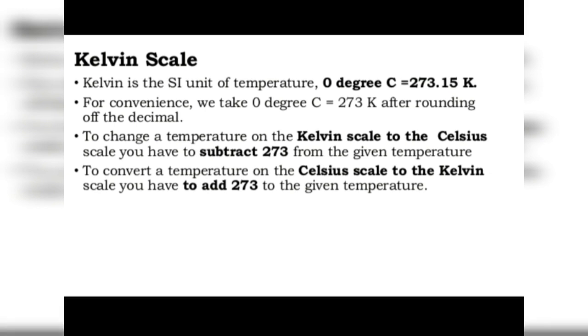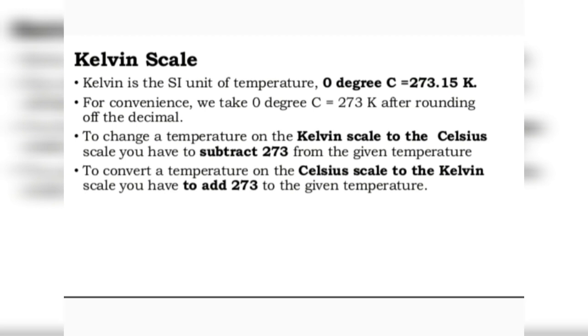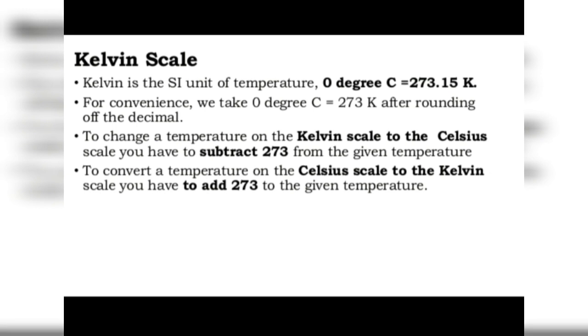Why plus 273? Because you know that on Celsius scale, 0 degrees Celsius is equal to 273 Kelvin, right? So if we have to change a temperature on Kelvin scale to Celsius scale, then you have to subtract that 273 from that temperature. But if you are going to convert a temperature on Celsius scale to Kelvin scale, then you have to add 273 to that given temperature.